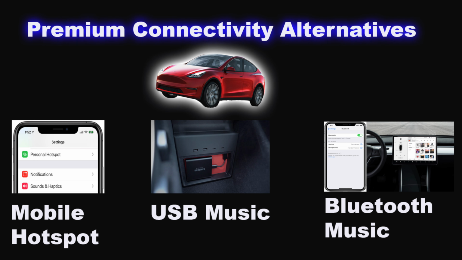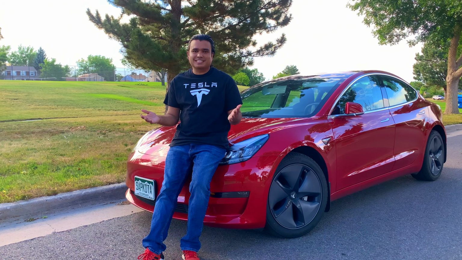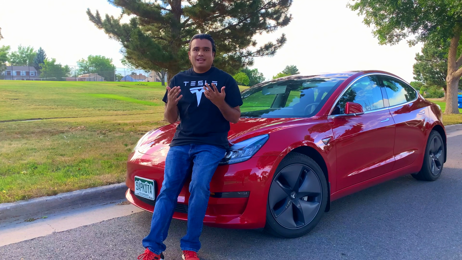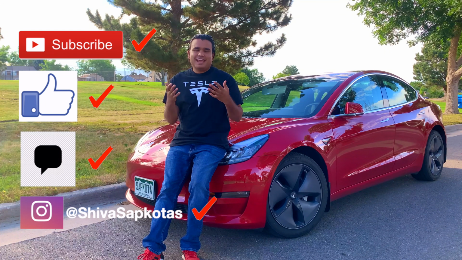Alternatives to premium connectivity: you can use a mobile hotspot, as I explained in my video. You can use a USB drive to play music, or you can connect your phone using Bluetooth and play your music. For example, if you have Apple Music or YouTube Premium, you can play all of that using Bluetooth while driving. So that was premium connectivity versus standard connectivity, the trick on how you might be able to get away with standard connectivity and additional features using your mobile hotspot, and the giveaway.